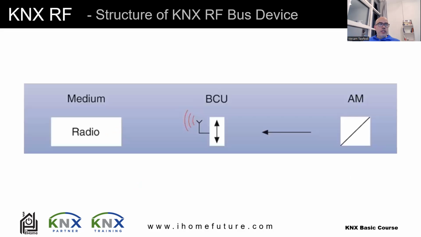Here is the medium, the radio, there is the PCU and the AM application module. In the RF components, most of the time, the PCU part and the application module part are a single device. If it is an S-mode device, then it will be loaded using the ETS. If it is an E-mode device, most of the time the devices come with the application module installed in them.